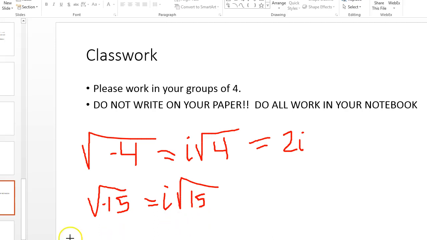Okay, so what I'd like you to do right now is take a moment and get back together with your row partners and work on the classwork. Please do not write on this piece of paper. Instead, please work on this in your notebook. I'll be checking this along with grading your evidence tracker when I see you on Monday.